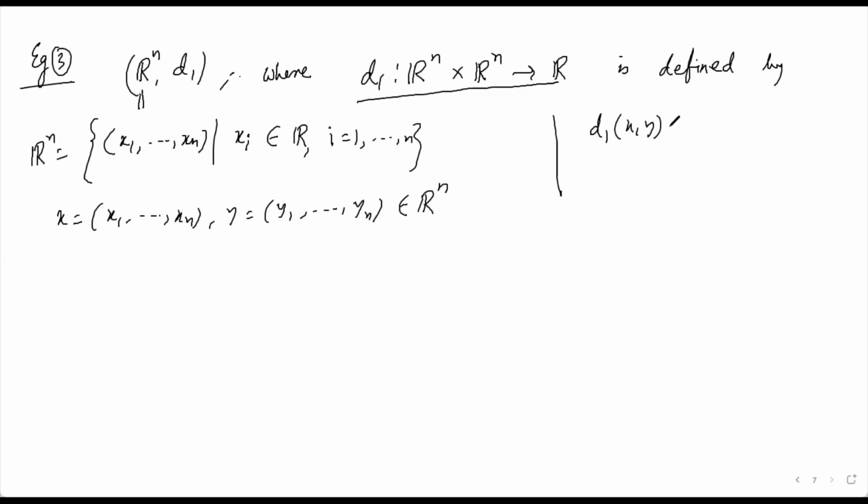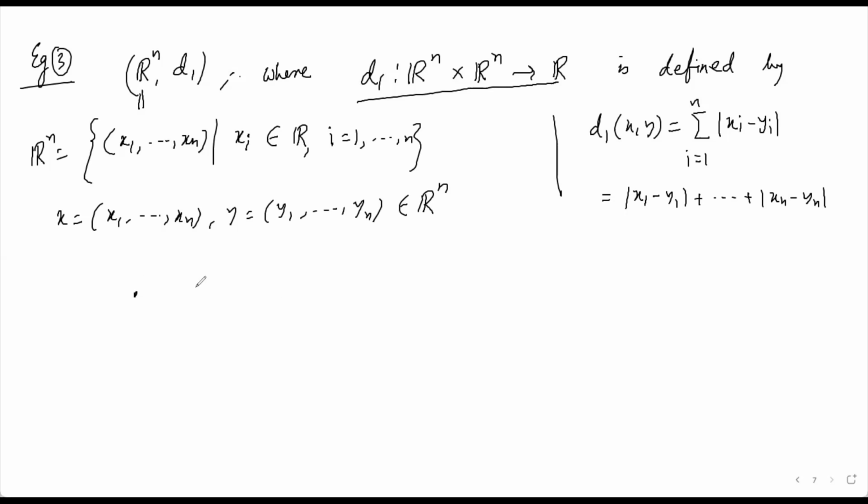And d1 of x comma y is equal to the summation over i equal to 1 to n of the absolute value of xi minus yi. And more explicitly, this is equal to the absolute value of x1 minus y1, plus and so on, plus the absolute value of xn minus yn, and this is a metric space. So let us check the three axioms of distances for this d1.